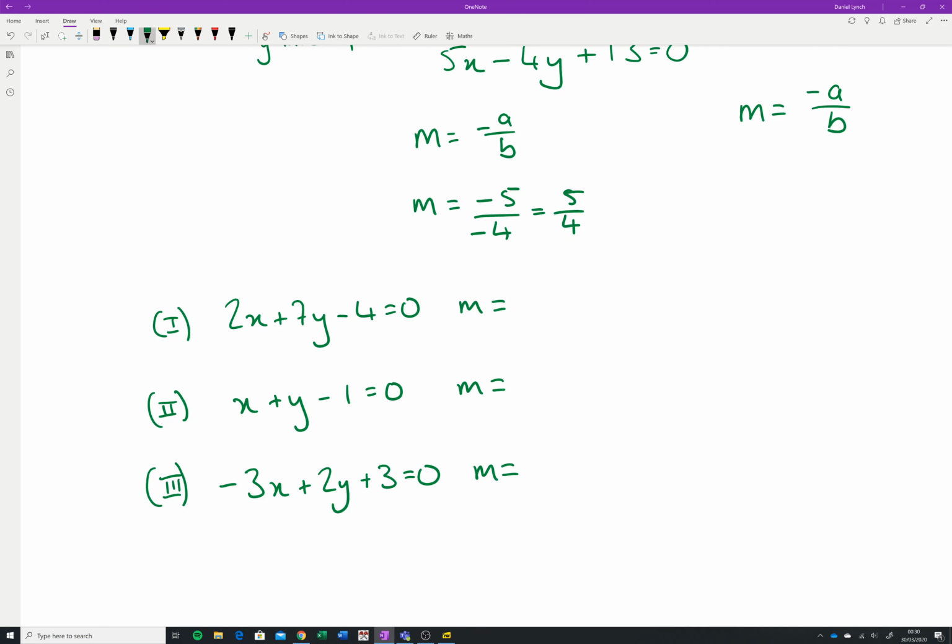It's minus a over b, minus 2 over 7, done. Minus a over b for this one, minus 1 over 1. You are expected to know that that is minus 1. And for this one, minus a over b is going to be minus negative 3 over 2, or 3 over 2. And you can just leave it like that. Very, very handy to be able to do that.